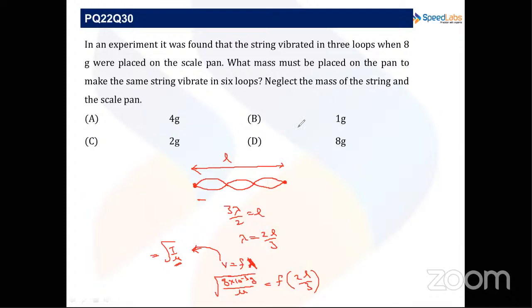Now, the next case is asking what mass must be placed on the pan to make the same string vibrate in 6 loops. So for 6 loops, what will happen? That will be 6 lambda by 2 is equal to L. So from here, lambda becomes 2L by 6.